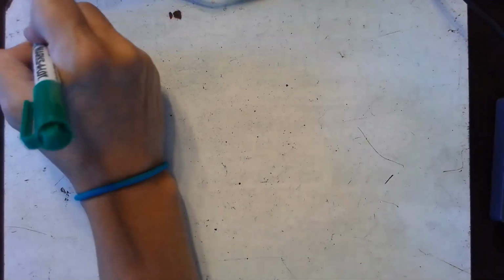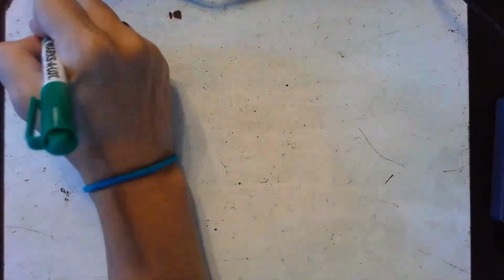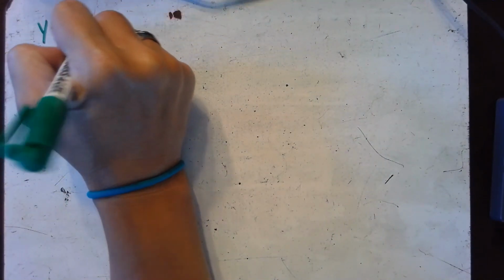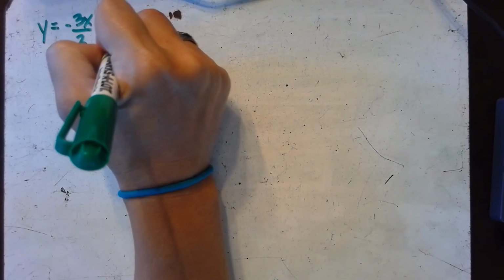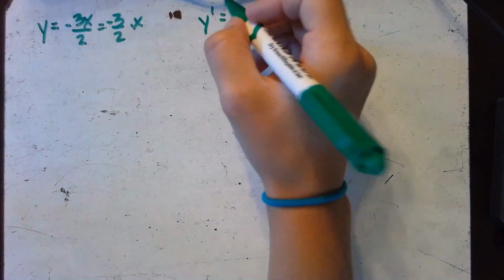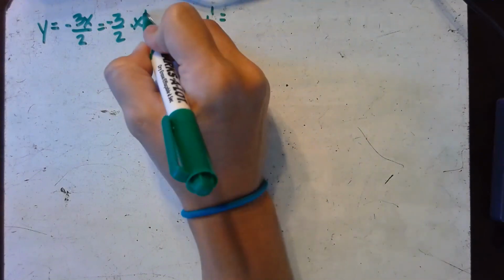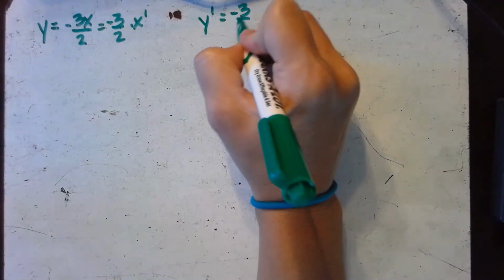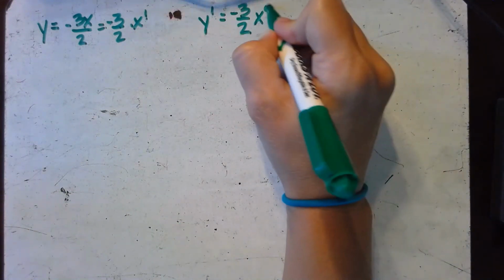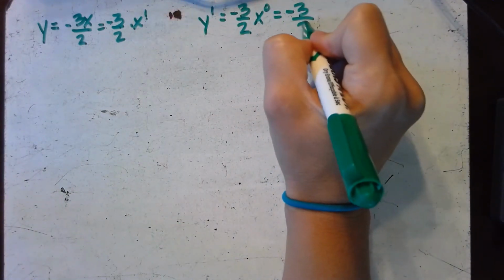Okay, here's another one. y equals -3x over 2. This is the same thing as -3/2 times x. All right, so y prime. Okay, this is a 1. So 1 times that is -3/2. And then when I drop that, that becomes 0. Well, remember, anything to the 0 power is just 1.